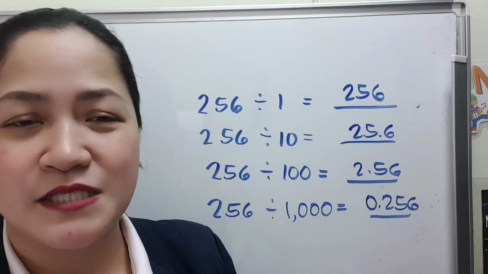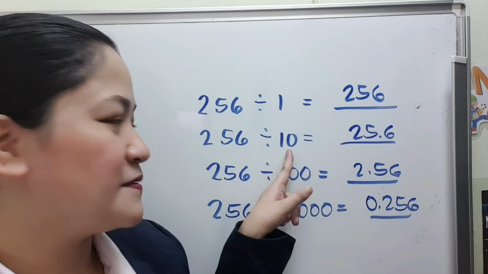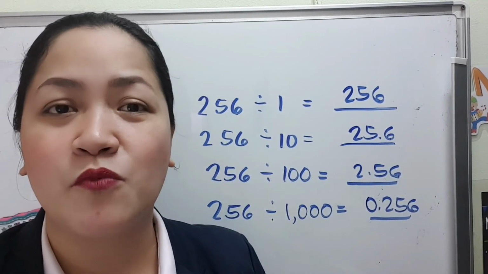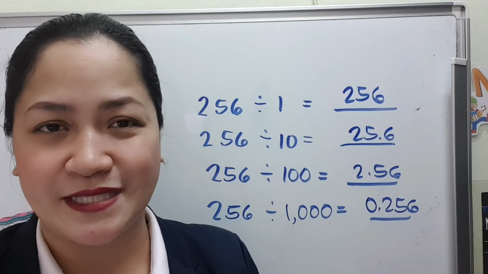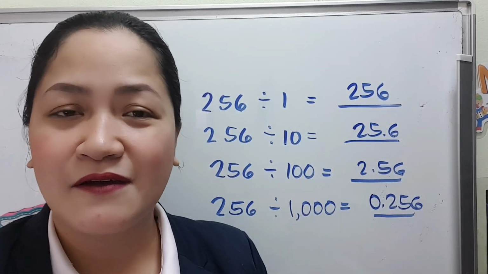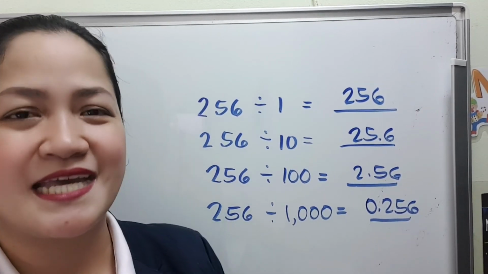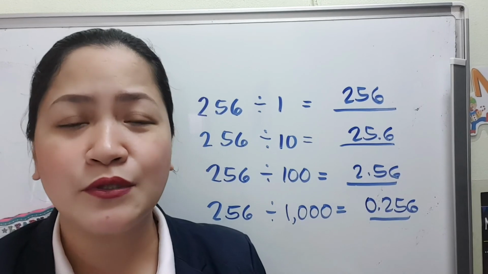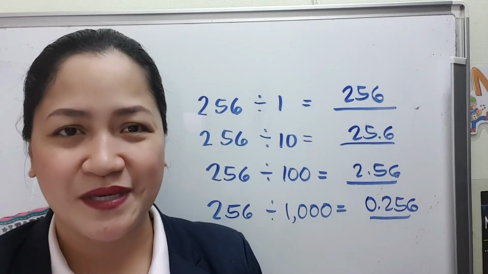Since there's 1 zero, that is what we remember, right? If the exponent is 1, that means there is 1 zero. That's 10. If the exponent is 2, that means the number is 100, since there are 2 zeros. And if the exponent is 3, then that is 1000, since there are 3 zeros in 1000. So that's how you use division patterns with decimals.